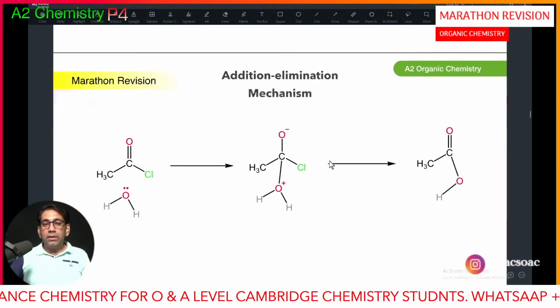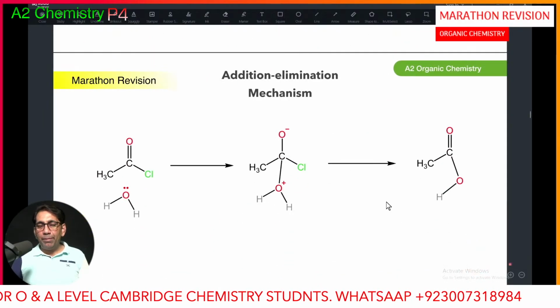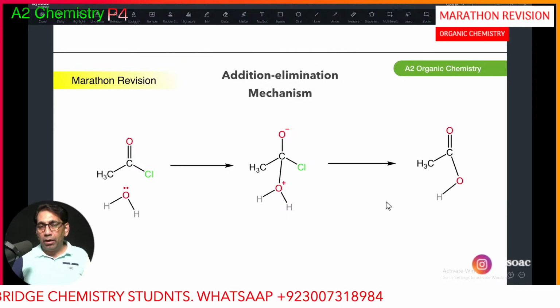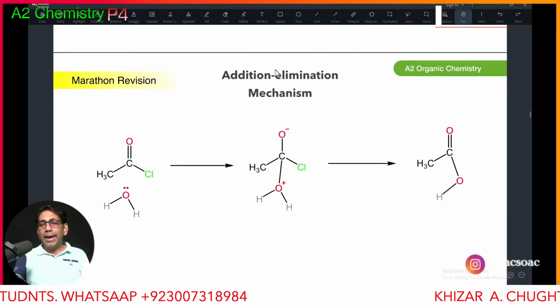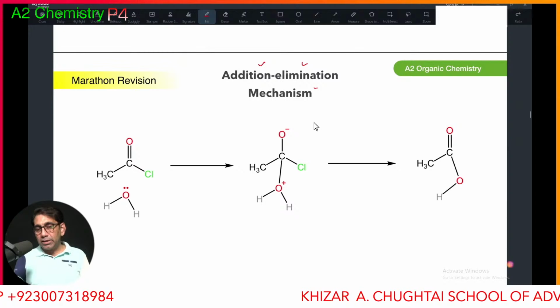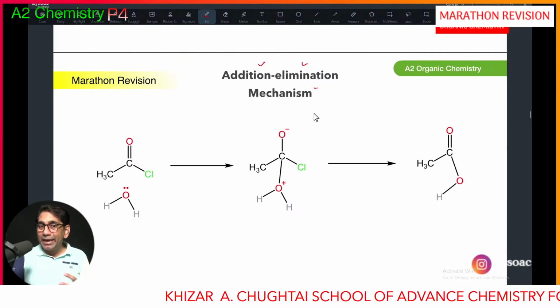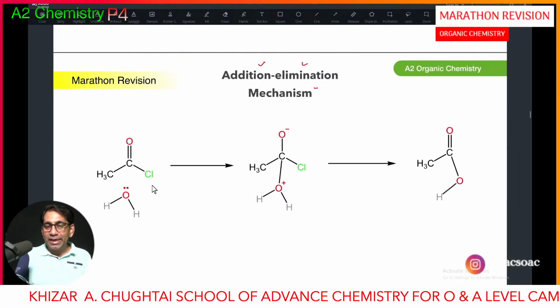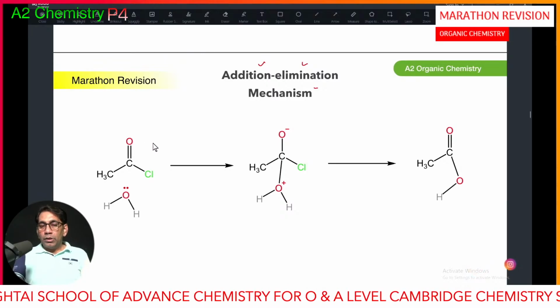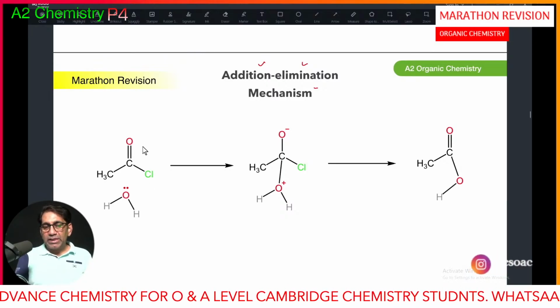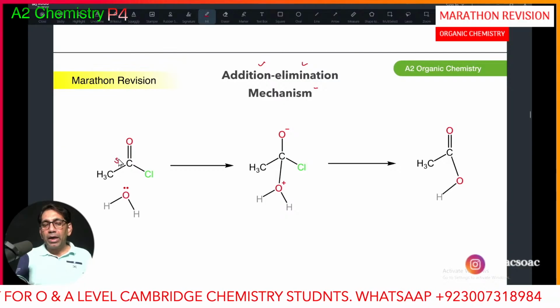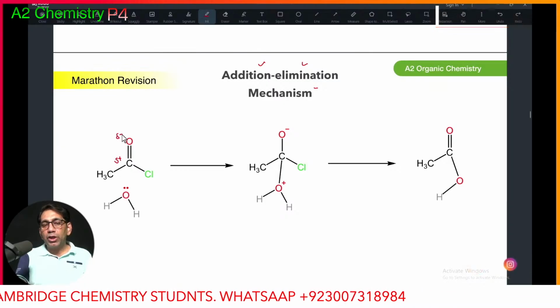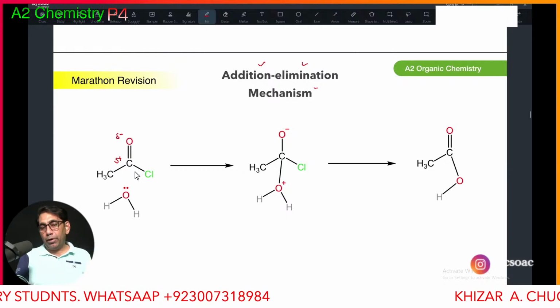Next thing is addition elimination, one of the famous and most often asked questions. This is called the addition elimination mechanism. This mechanism is basically shown by acyl chlorides. So what is the basic step? Step number one, you will mark partial positive and partial negative charges on C double bond O.